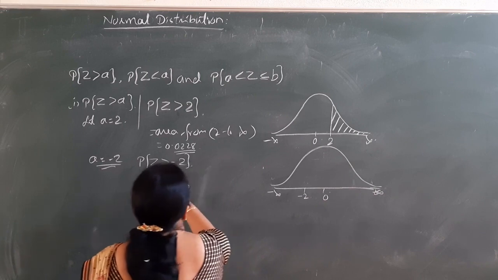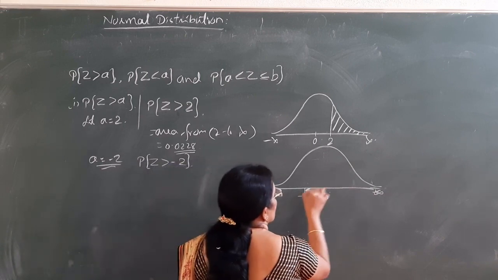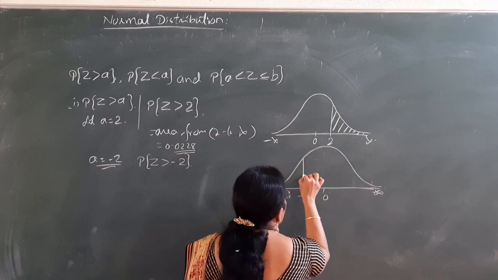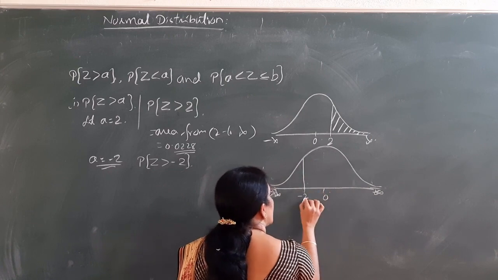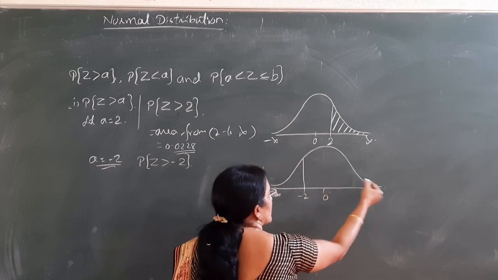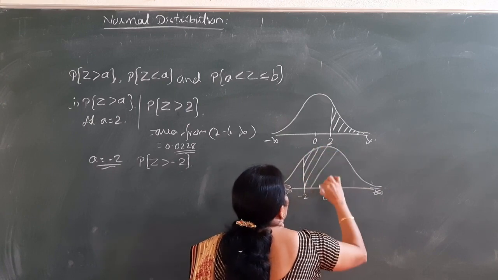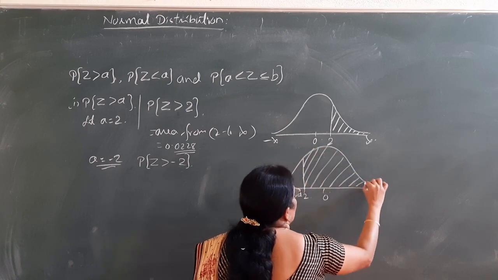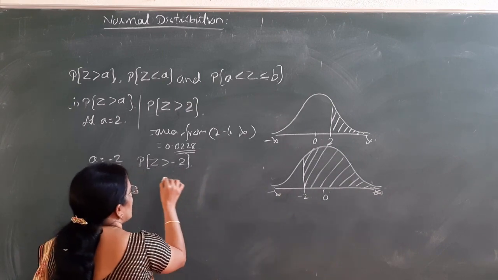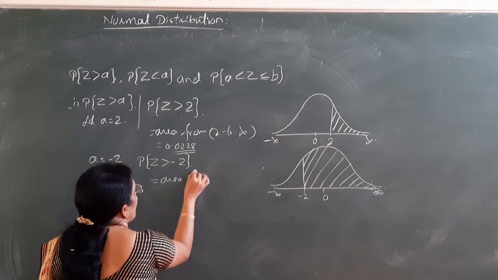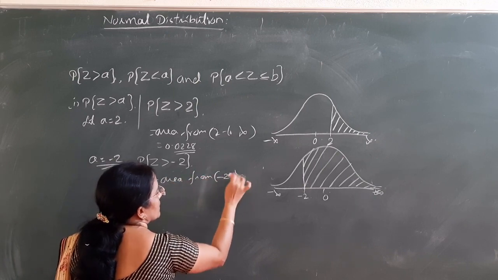Then z is greater than -2 till what? Till infinity. That is -2 to infinity. That is the required region. Draw a perpendicular at -2. Then shade the region to the right of -2. Don't stop at 0. It is still infinity. So it is the required region which represents probability of z is greater than -2, and through the statement we can write area from -2 to infinity.